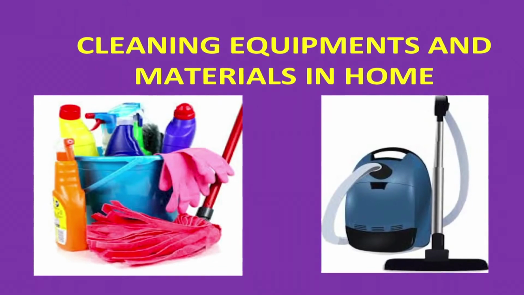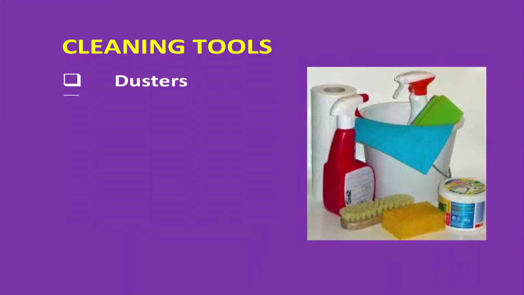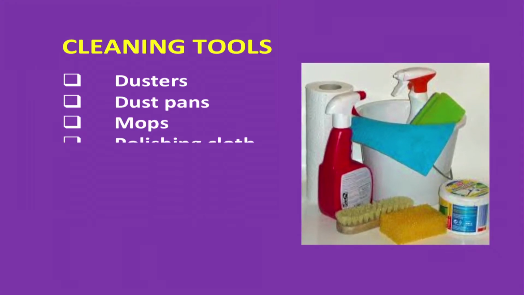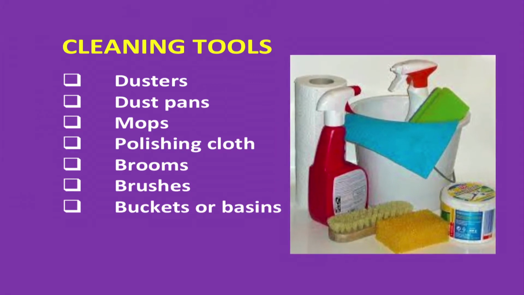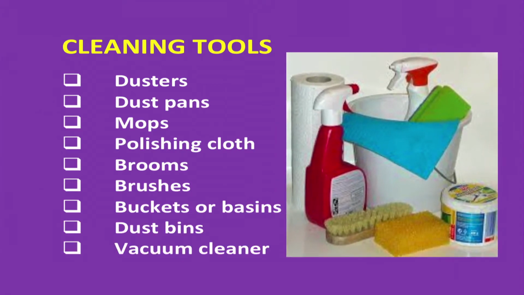Now let's study cleaning equipments and materials in home. The different cleaning equipments are dusters, dustpans, mops, polishing cloth, brooms, brushes, buckets or basins, dustbins, vacuum cleaner. Dustpans are made of either plastic or metal and have flat surfaces rounded at the sides.